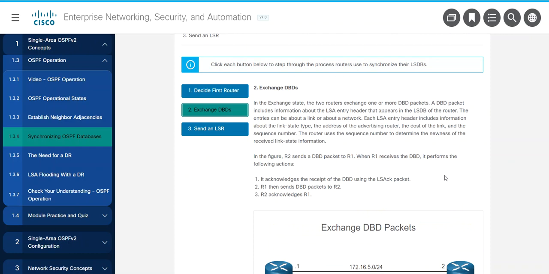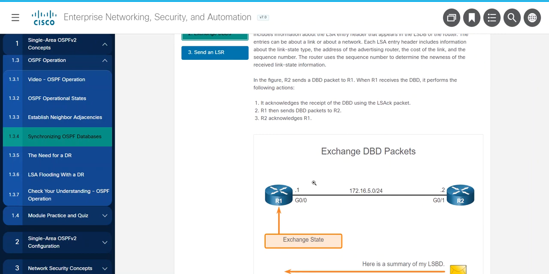In the exchange state, the 2 routers are going to exchange their database description packets, and that's going to include information about the link state advertisements that are going to appear in the link state database of each of the routers. The entries can be about a link, they can be about a network. You can also have information about link state type, the address of the router.